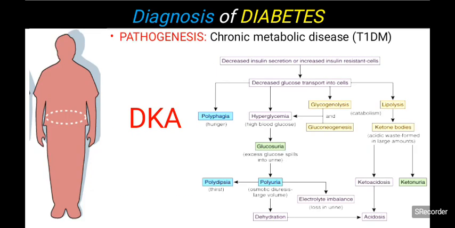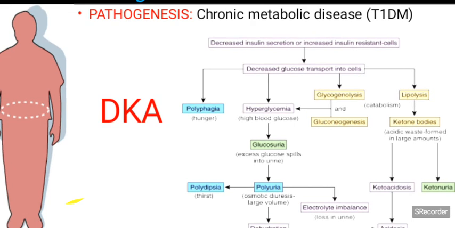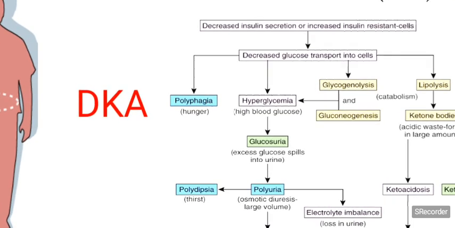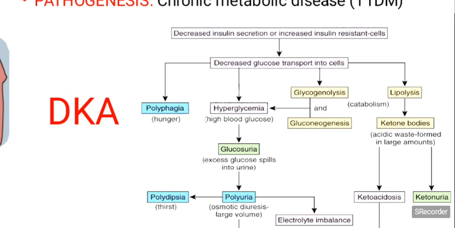So in our second slide, it is trying to tell us some of the features, some of the signs and symptoms you would get in a person having diabetes mellitus. So let's zoom to see clearly. So firstly, there is decreased insulin secretion or increased resistance of cells to insulin. What does that lead to? That will lead to decreased glucose uptake into cells.